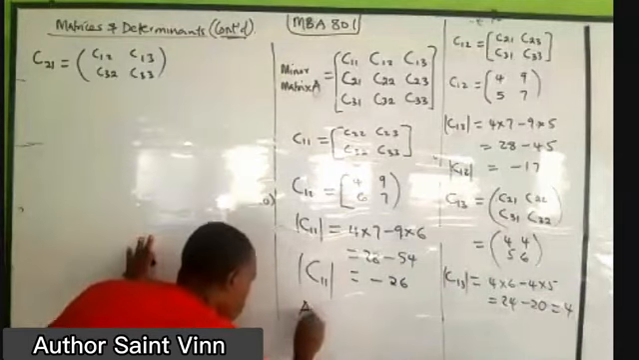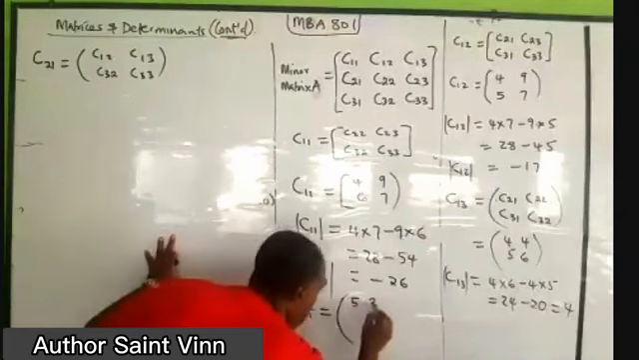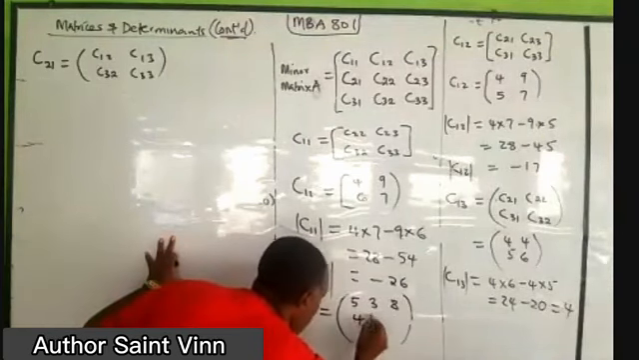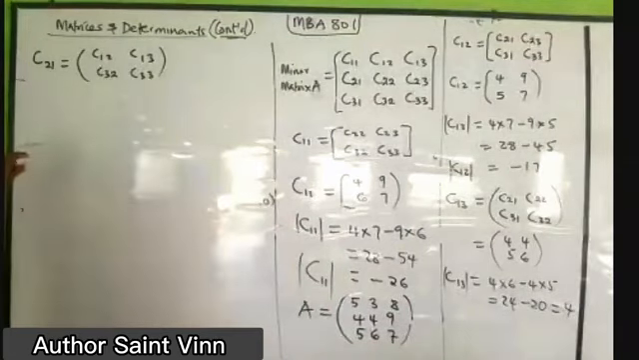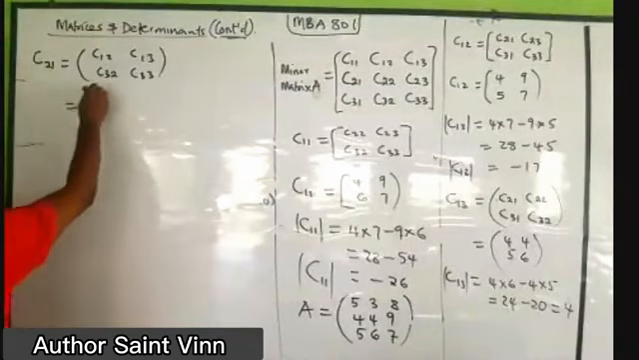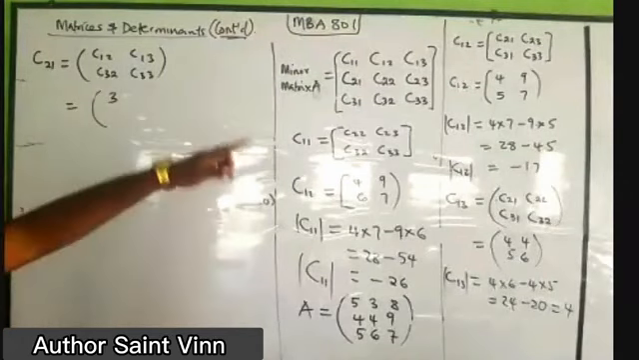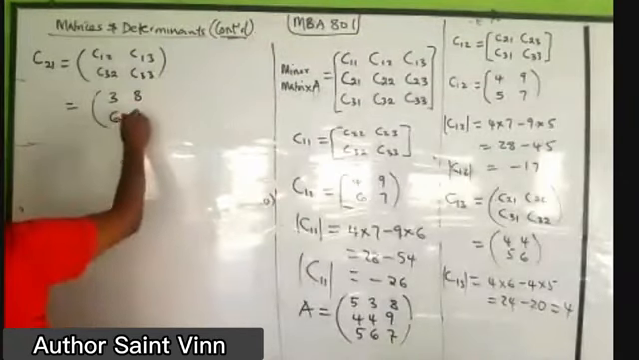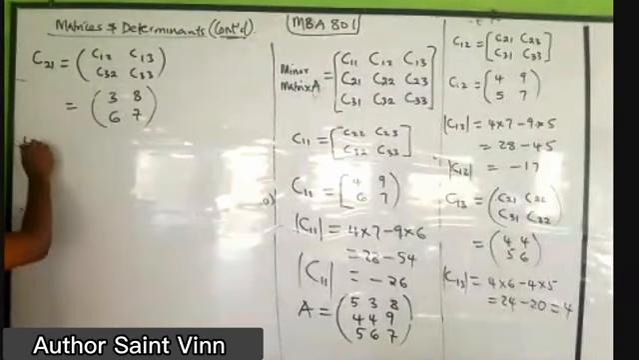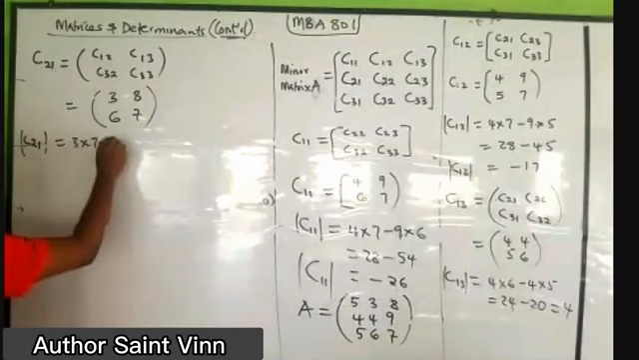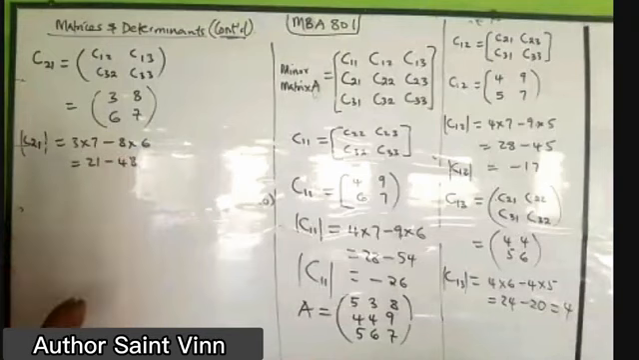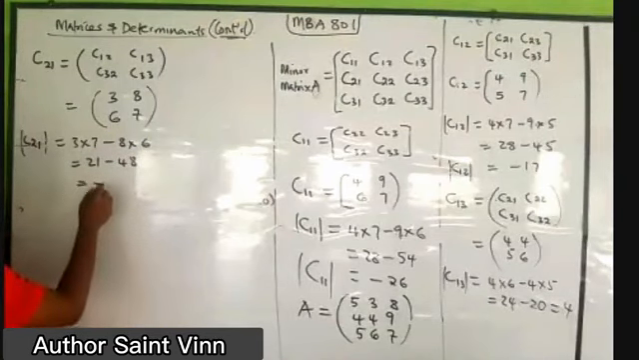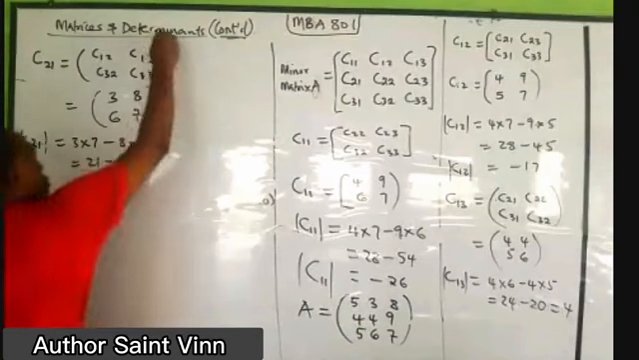Okay, wait. Let me write it. What else? 449, 567. Good. So from our table, 1 2, 3, 3 8, 6 7. Our determinant is 3 times 7 minus 8 times 6. That's 21, that's 48, and you have minus 27. That one has been settled.